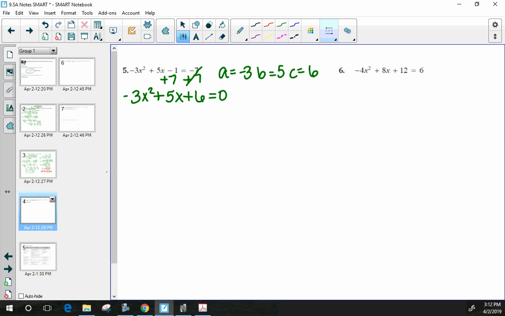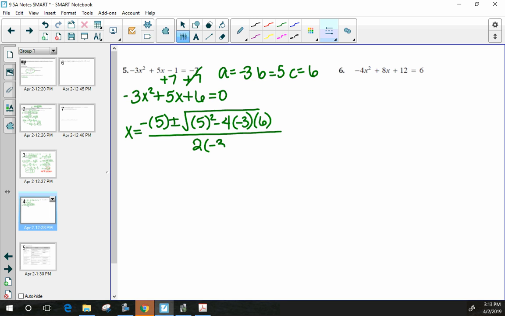Okay, so I get A is -3, B is 5, and C is 6. When I put that into the quadratic formula, it's going to be negative B plus or minus the square root of B squared minus 4 times A times C, all of that over 2A.